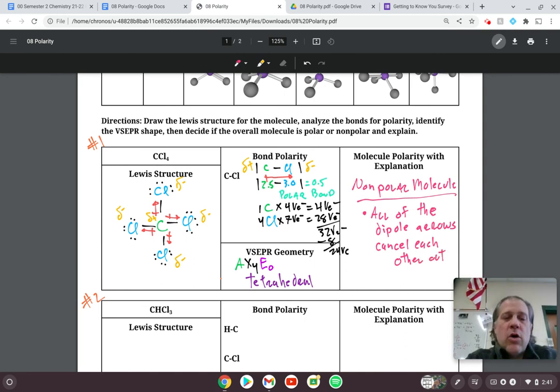So that's how we draw the structure, identify the bond polarity, identify the VSEPR geometry shape, and then lastly, identify and explain what the polarity of the molecule is. So if you have any questions, let us know. Otherwise, I'm going to move on and do question number 2 next.